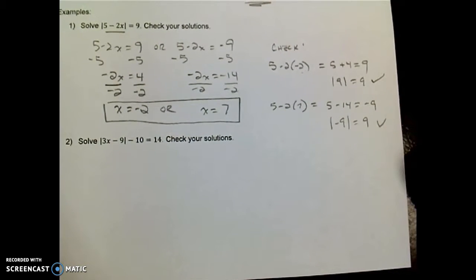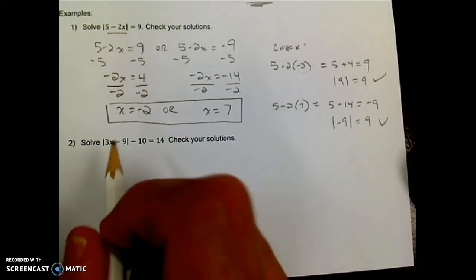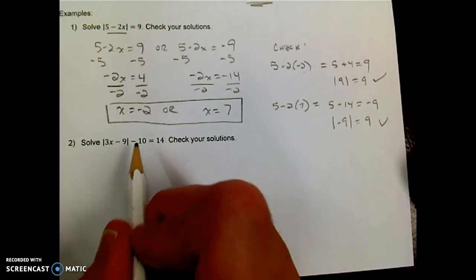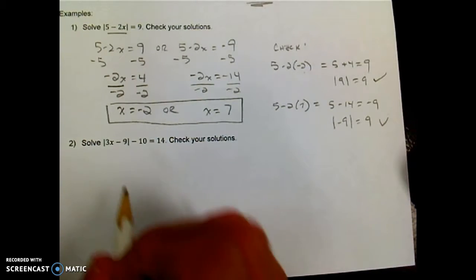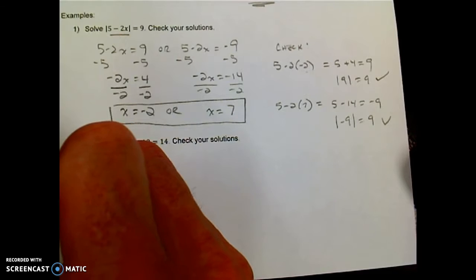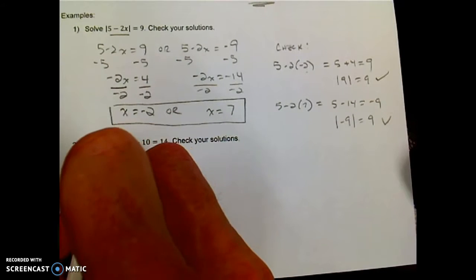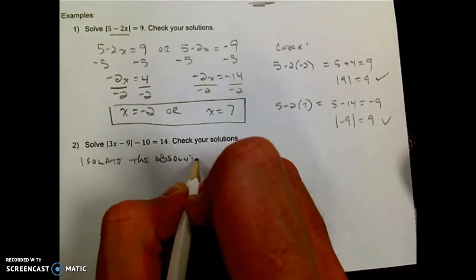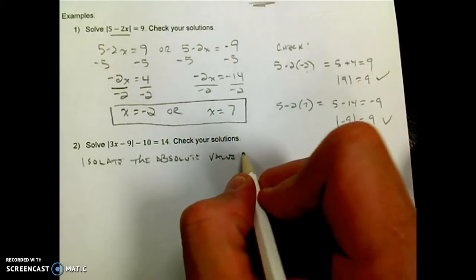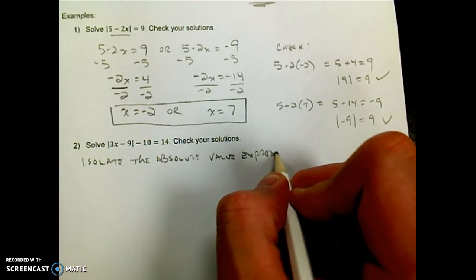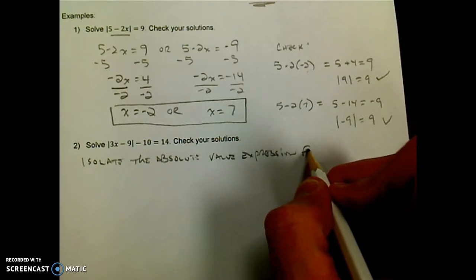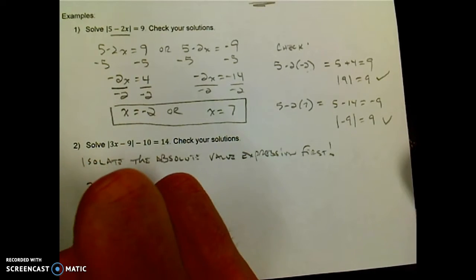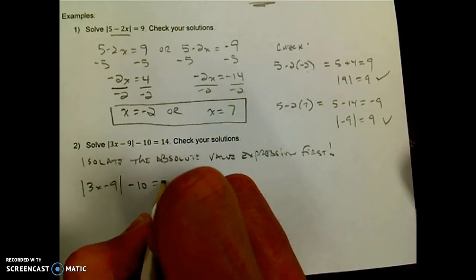So that was a basic example. Let's take a look at one when we have a little more complicated situation. 3x minus 9, the expression is inside the absolute value bars. Outside the absolute value bars, negative 10. I need to isolate my absolute value expression first. So 3x minus 9, absolute value of that, minus 10 equals 14.